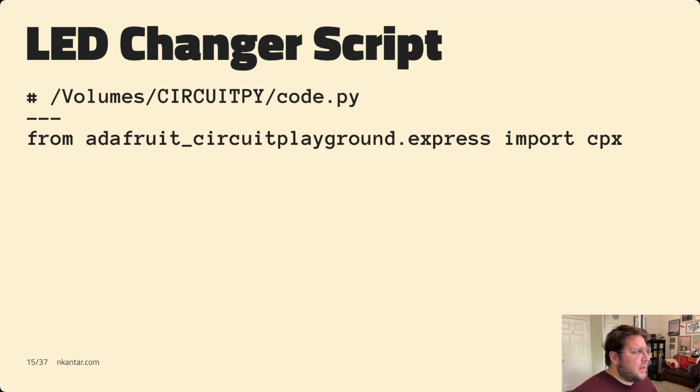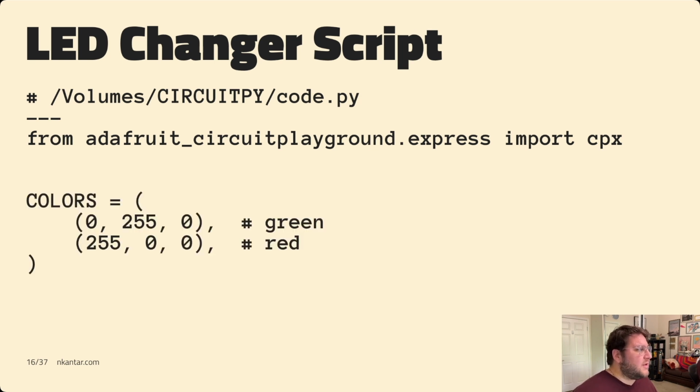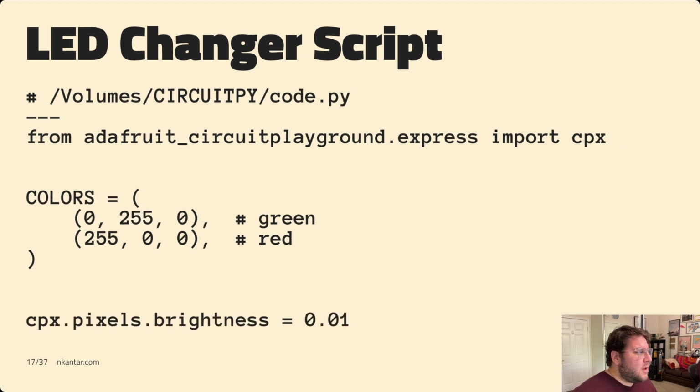In the script, we will import the CPX module from the included library, which allows us to interact with the hardware. It allows us to work with all the inputs and outputs, specifically the LEDs, which we care about in this case. We will define a few colors in a tuple. We'll have a green and a red. We will set the brightness of the LEDs to 0.01, and if you've ever turned these on at this device without doing so, you will understand why.